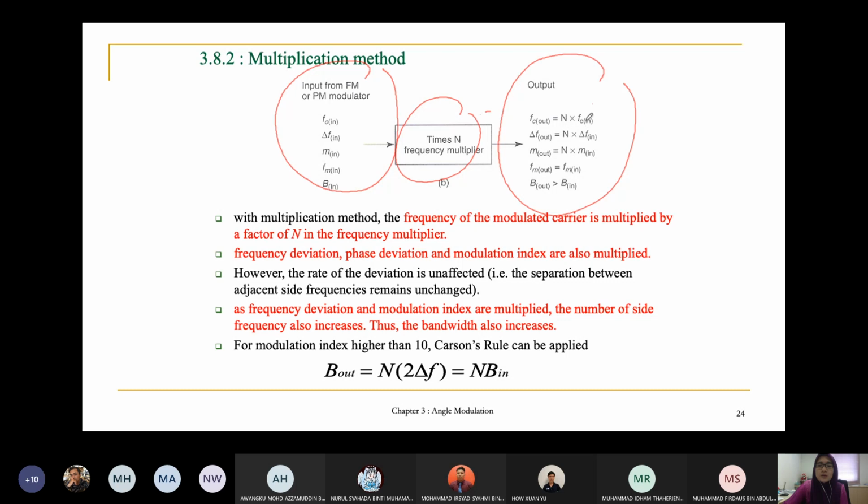So Fc out is equal to n multiplied with Fc in, delta F out equals n multiplied with delta F in, M out equals n multiplied with M in. So Fc, delta F, and M you need to multiply with n. However, Fm is unaffected by the multiplication process. And in the multiplication process, you should know that the bandwidth at the output is bigger compared to the bandwidth at the input.